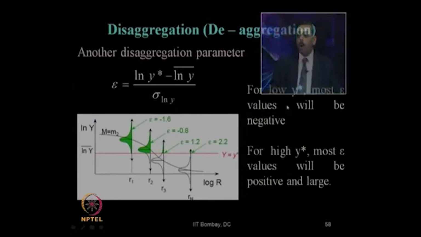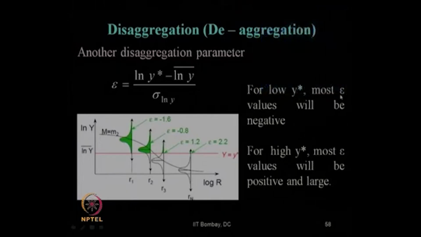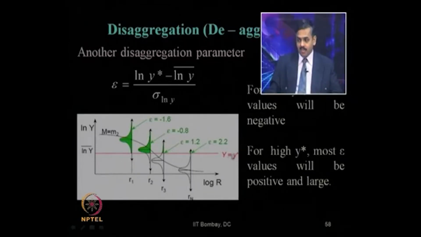So, for low values of y star, mostly this standard error or disintegration value will be negative, as you can see over here. If you select a y star value pretty low, obviously these values will be negative, and if it is above this, then it will come positive, quite obvious. So, for high values, mostly these are positive and large. Clear?